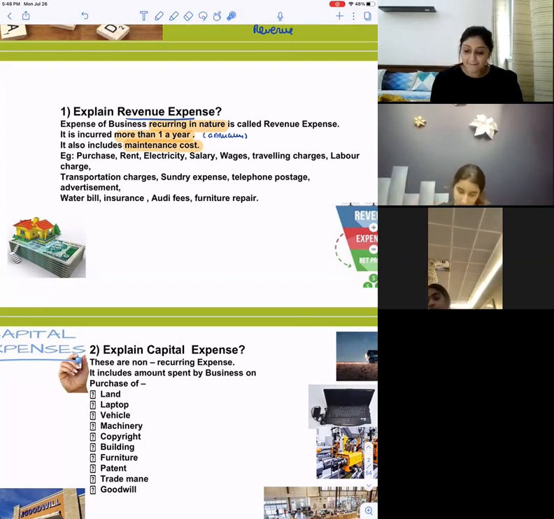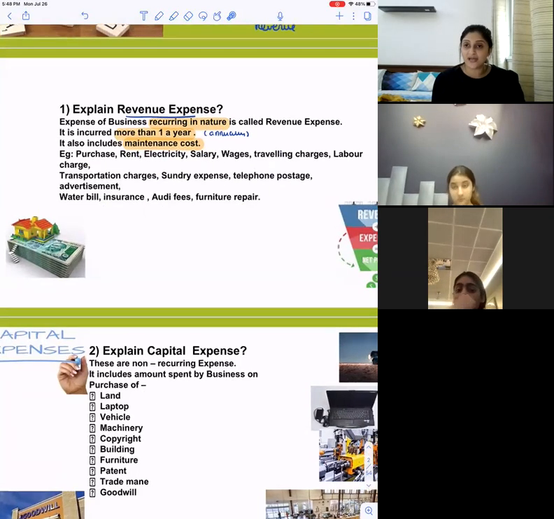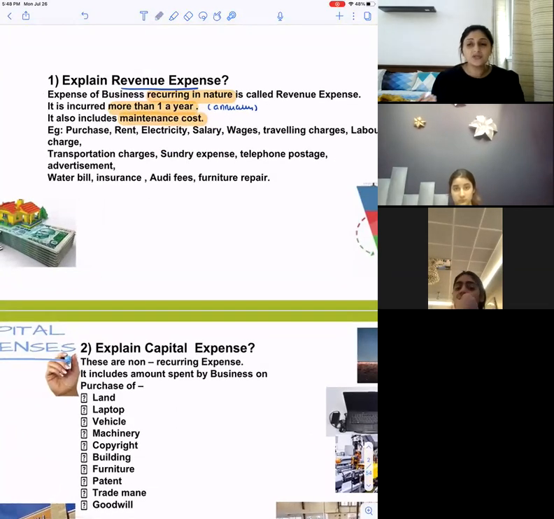Okay, examples are purchases, rent, electricity, salary, traveling, sundry expenses, postage, water bill, insurance, audit fee, repair fees. All these are examples of revenue expenditure. There are two things which are not written over here. Tell me, bad debts and depreciation. What type of expenditure is it?